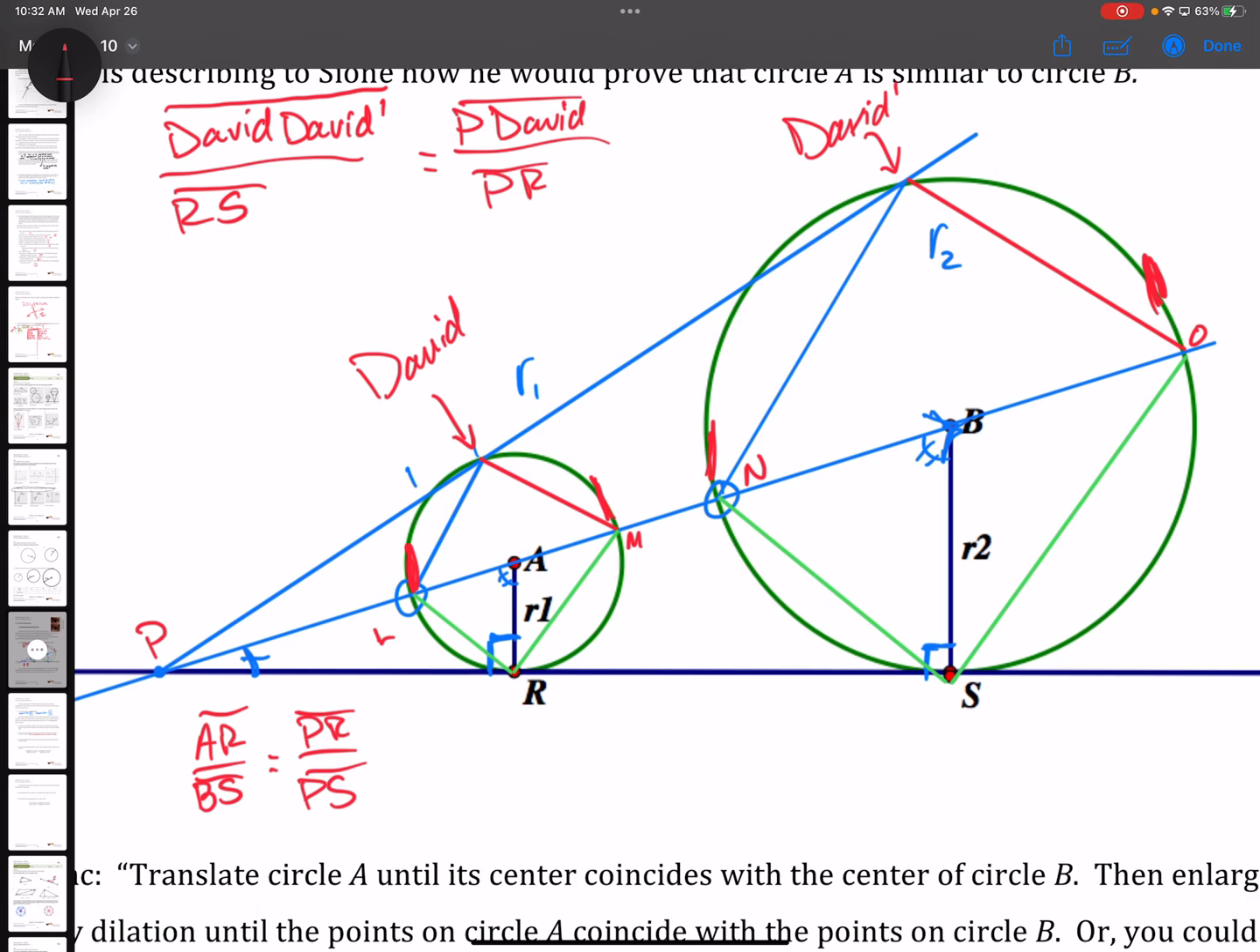Also, as another hint, you could even think about these as triangles. Hint, these are two similar triangles, and we've dealt a lot with triangle similarity, so you could use that too.